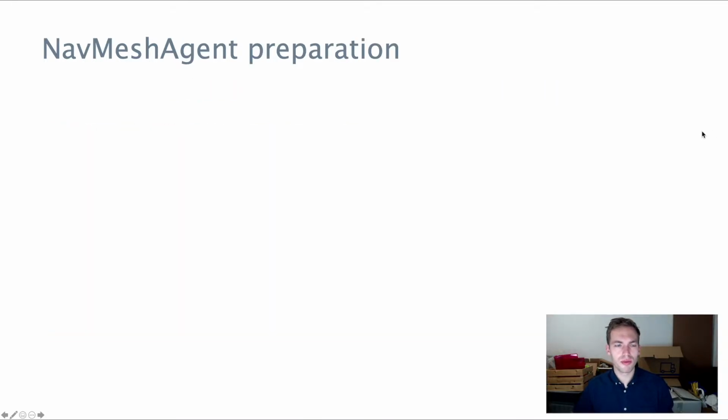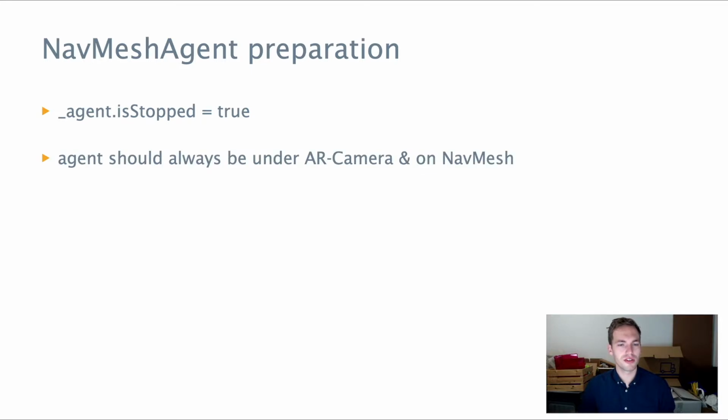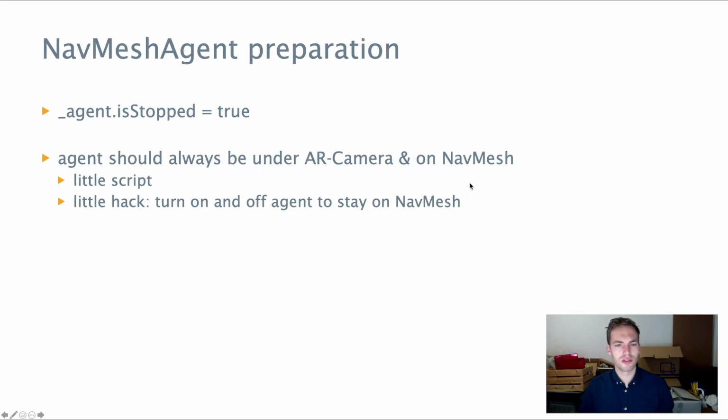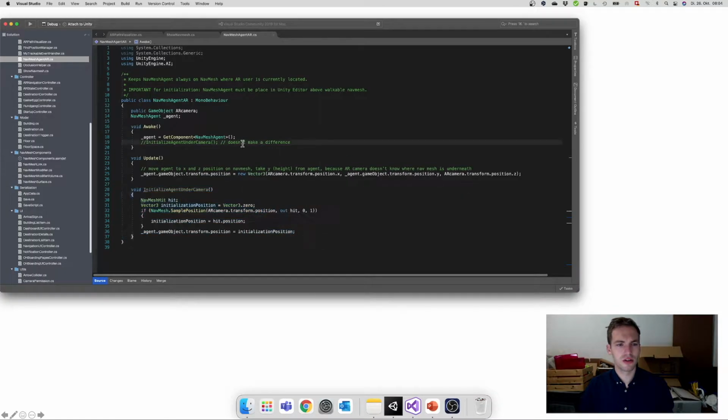What do you have to do to prepare the NavMeshAgent? The agent has to be stopped, so he doesn't walk away from the AR camera, of course. Then the agent should always be under the AR camera and on the NavMesh. For this we had a little script, and this is just basically this function. We move the agent to camera X and camera Z, but we use the agent Y position because the agent tries to go on the NavMesh if he's near the NavMesh.